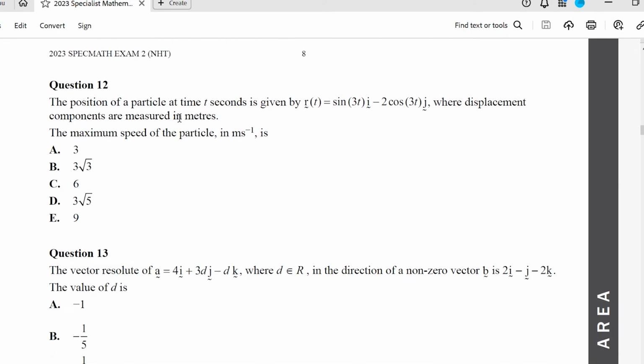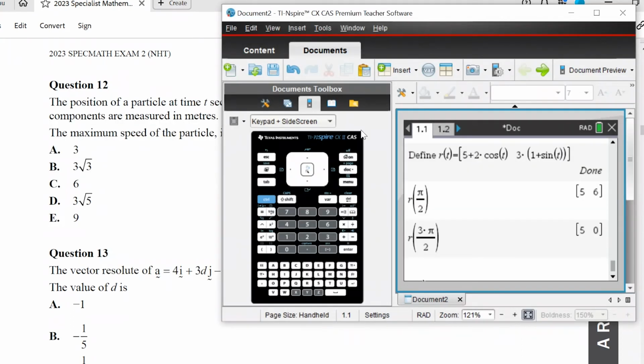Another vector functions question. We've got the position, and we want to find the maximum speed. So for the speed, we want to firstly find the velocity. We can differentiate that by hand to get the velocity, but again, I'll just do it on the CAS. I'll redefine r here.